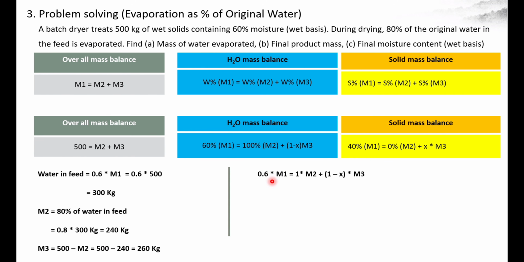Coming to the water balance equation, it is 0.6 into M1, which is equal to 100% is 1 into M2 plus 1 minus x times M3. M1 value we know, M2 value we know, M3 value also we know now. So we can find the unknown value x in this equation by rearranging this equation. I am substituting all the values here. I am rearranging for 1 minus x, which comes to be 0.23. To find the x, I am rearranging this value, which comes to be 0.77. So the solid percentage is 77% and the water percentage is 23% in the final product stream.